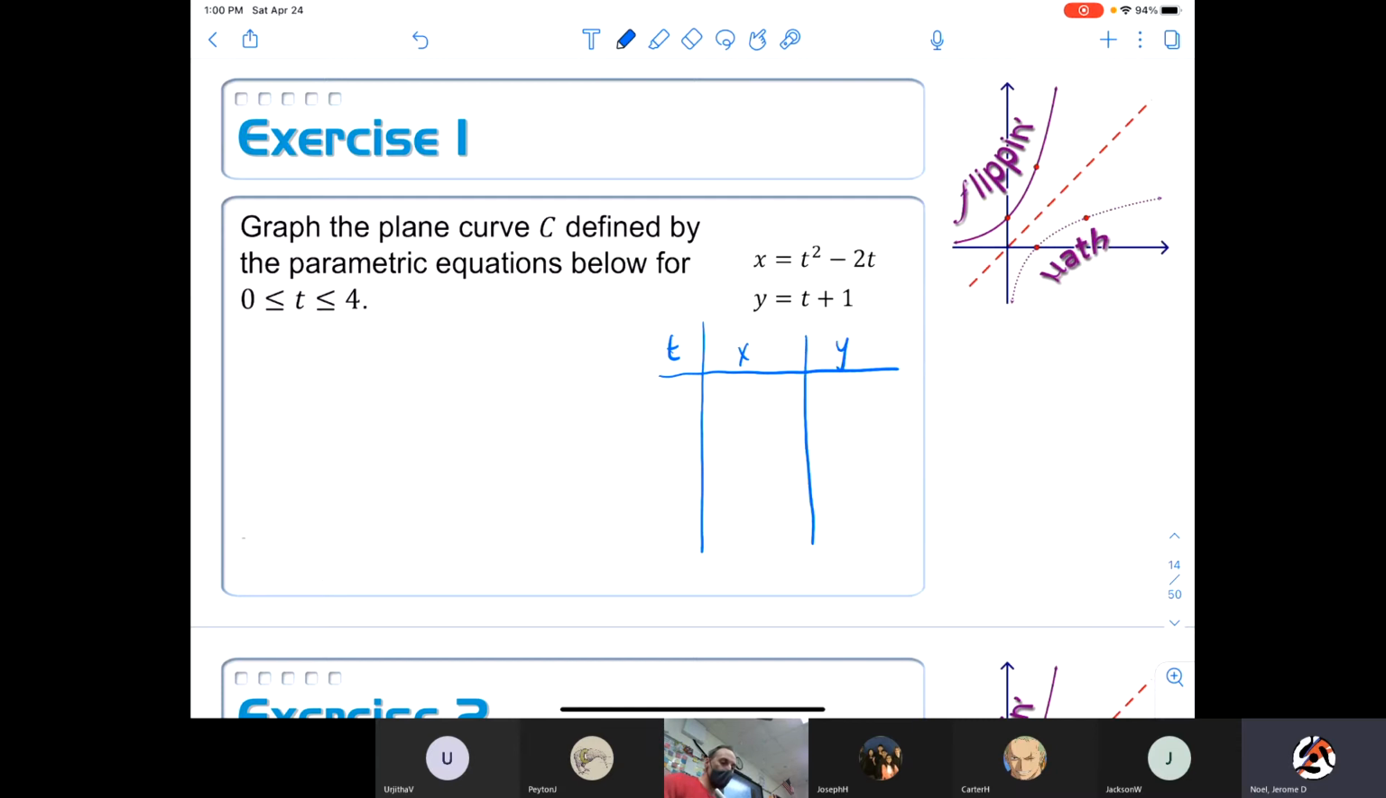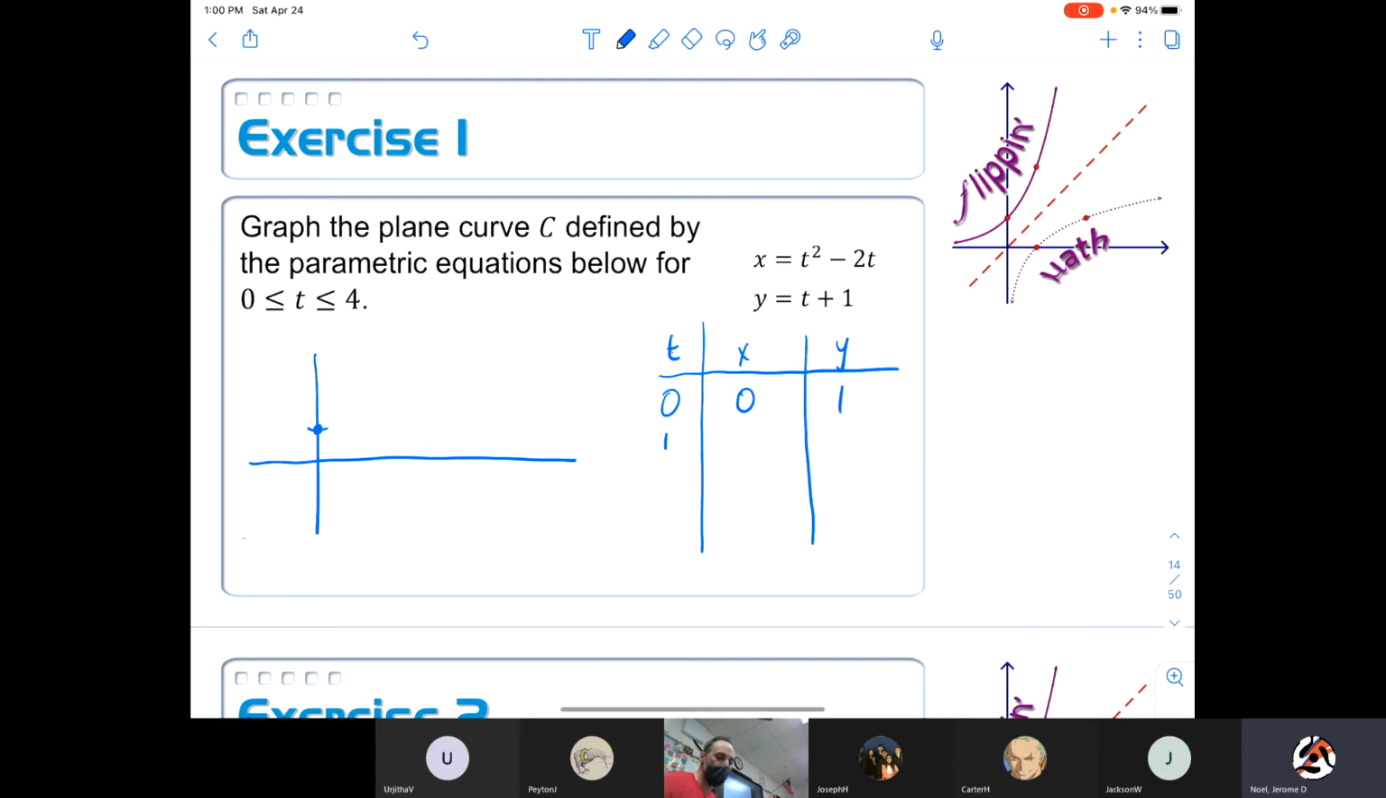Okay, so we'll start with a 0. If I plug a 0 in for my t, I get 0. If I plug a 0 in for my y, 1. So whenever I go to graph this, it's going to be glorious, especially if I graph this on top of that and pull the thing away. All right, so I'm going to say that's 0, 1 right there.